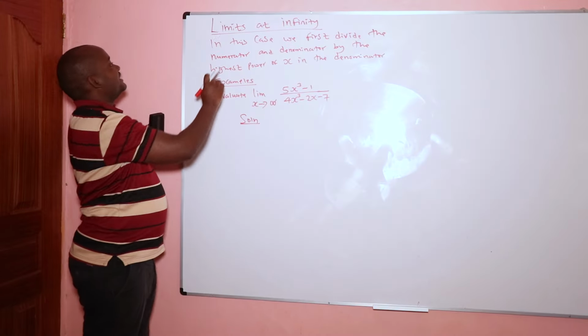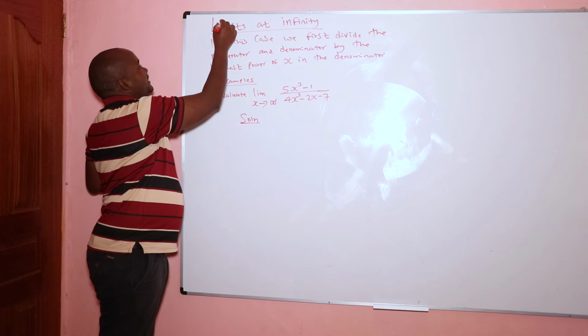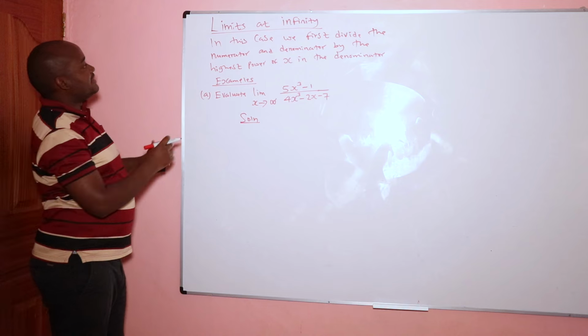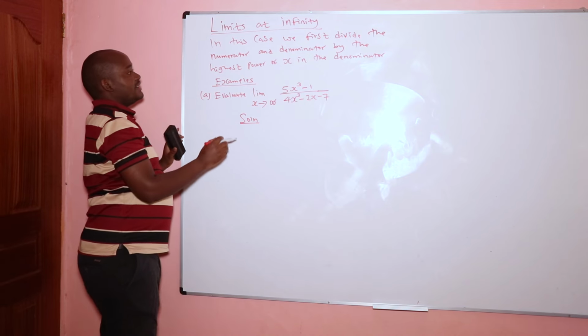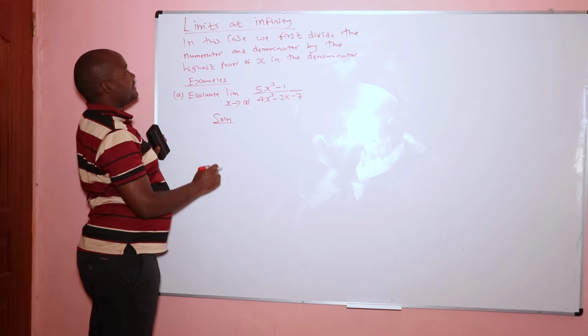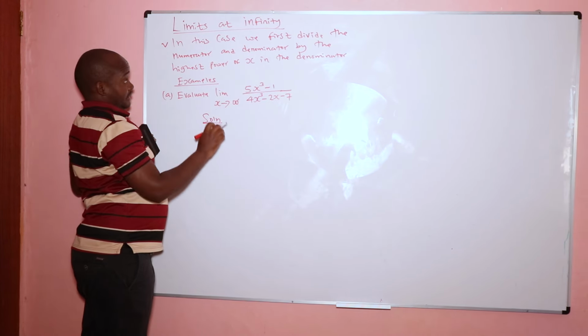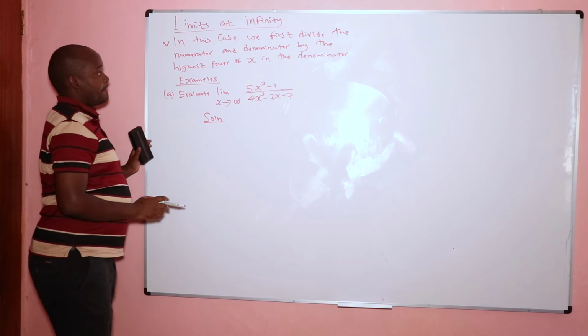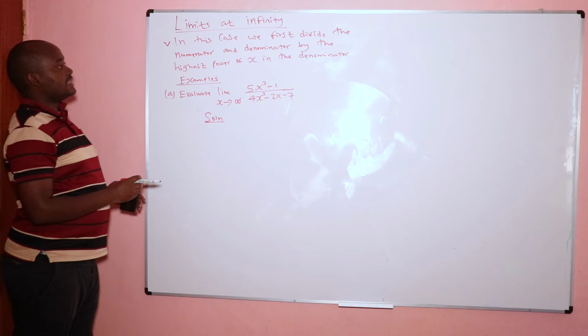So welcome back. In today's video, we are going to continue with the methods of evaluating limits. In this particular case, we are going to look at how to evaluate limits at infinity. So what happens in this case? We first divide the numerator and the denominator by the highest power of x in the denominator.